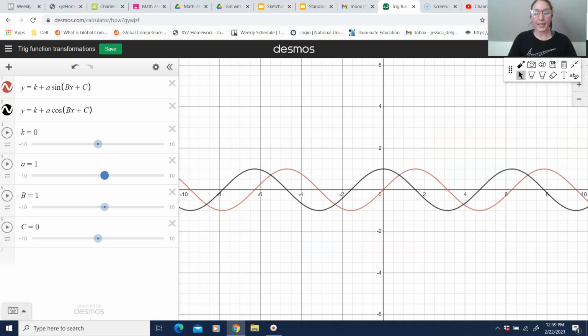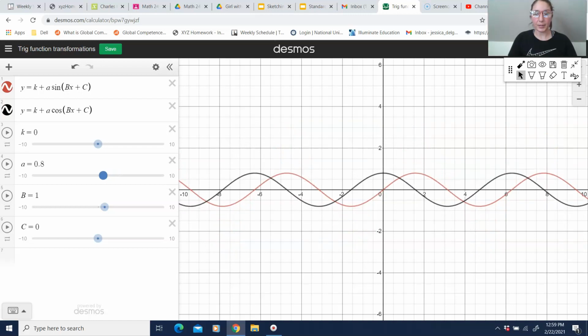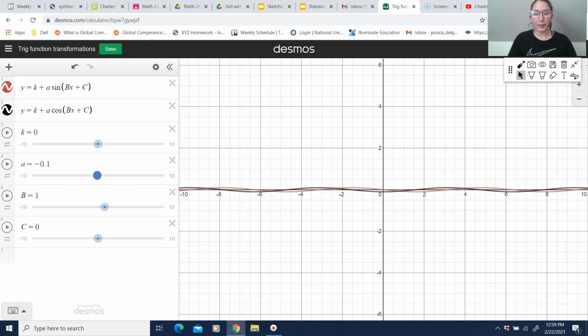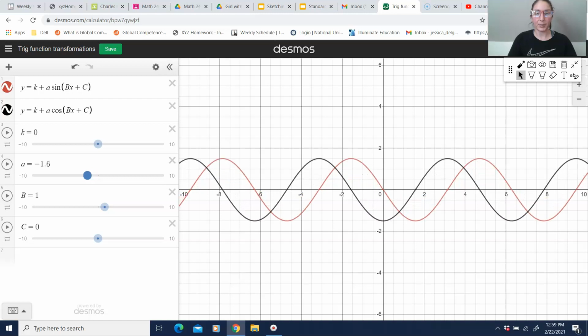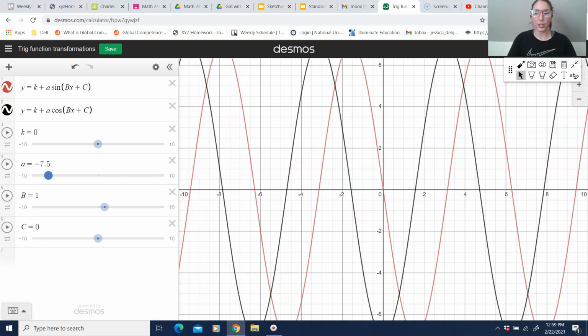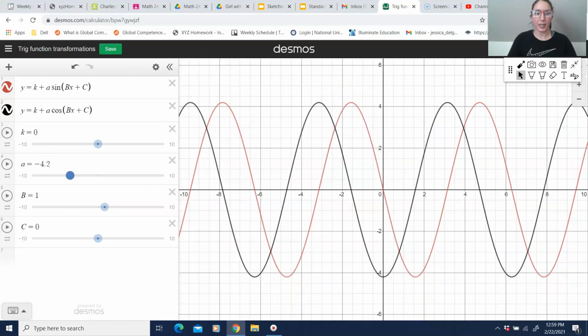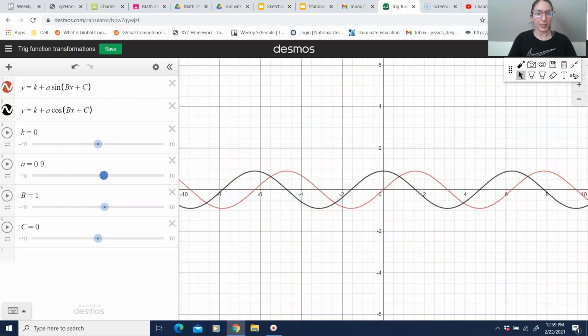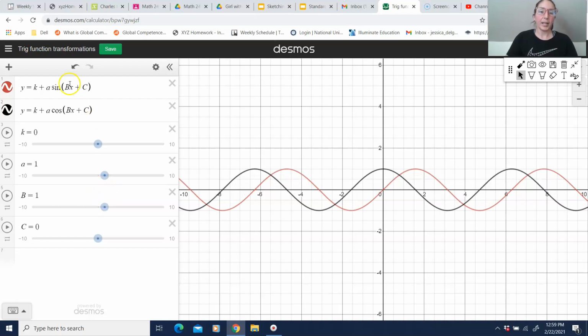And now notice as a gets less than 1, what happens? Between 0 and 1, it gets flat. So if a is between 0 and 1, our graph flattens. And even negative, if a is between 0 and 1 negative, our graph is also flat. And then look, as we get past 1, we start to stretch out again. So that's what a does. Set our a back at 1, where it belongs. There we go.